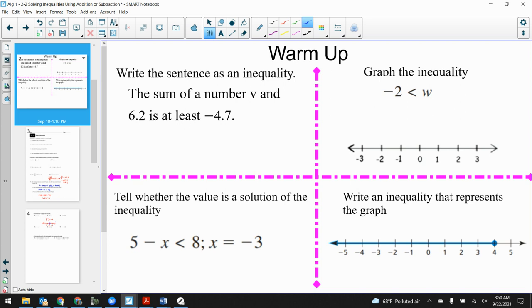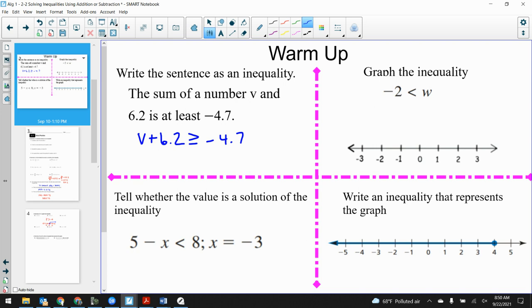Write the sentence as an inequality. The sum of a number V and 6.2. V plus 6.2. Now, is at least, what is at least, Nathan? Greater than or equal to? Greater than or equal to -4.7. Am I asked to solve it yet? Nope, but that's what we'll do today.